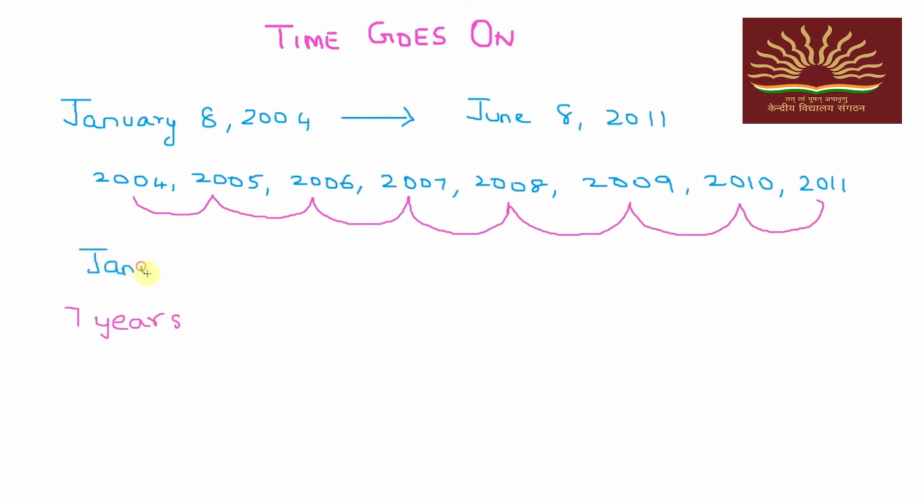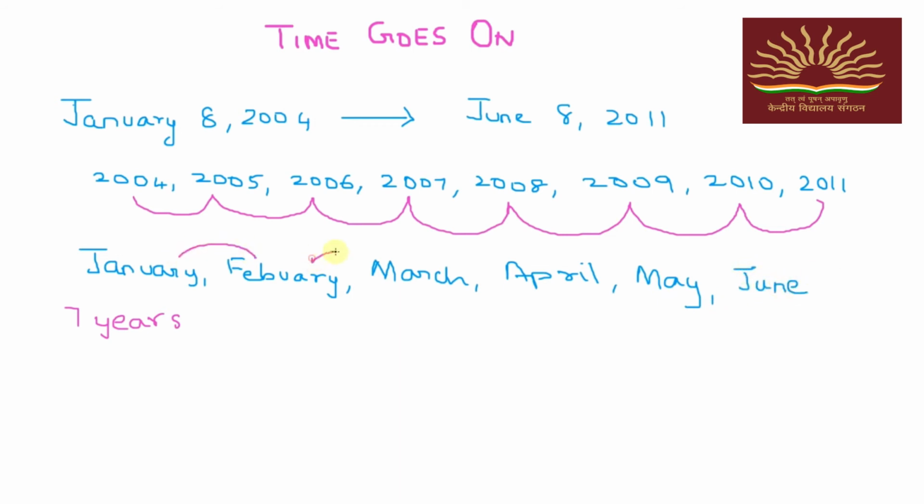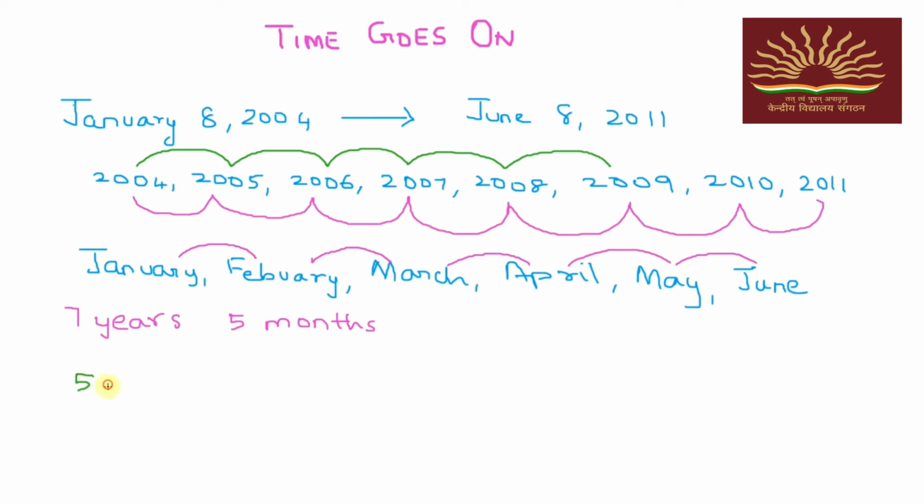And then January, February, March, April, May, June: 5 months. So Ria would be 7 years and 5 months old on June 8, 2011. One day Ria would be 5 years old. Ria was born in the year 2004, so adding 5 years to it becomes 2009. So Ria would be 5 years old in January 2009.